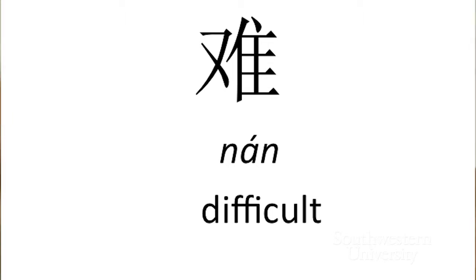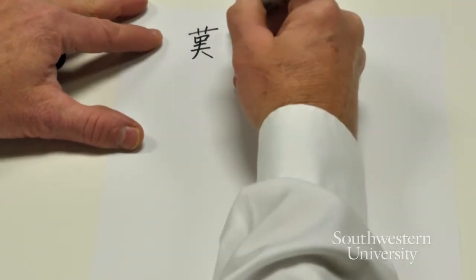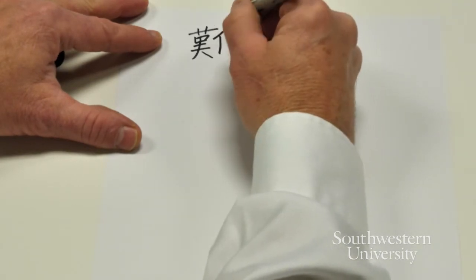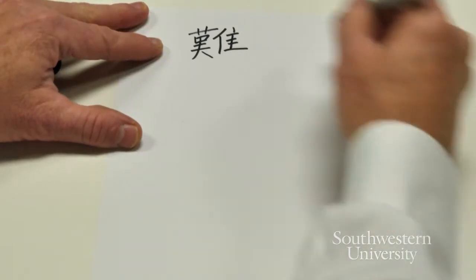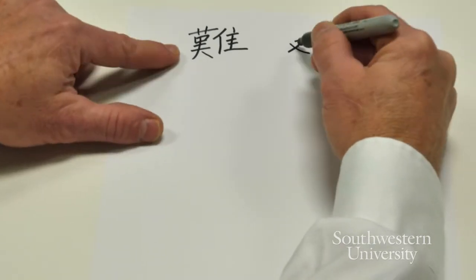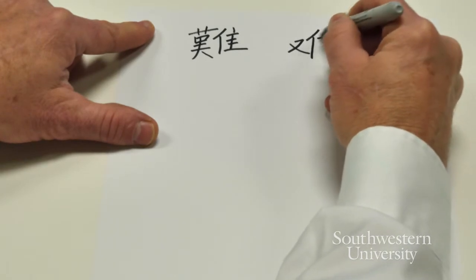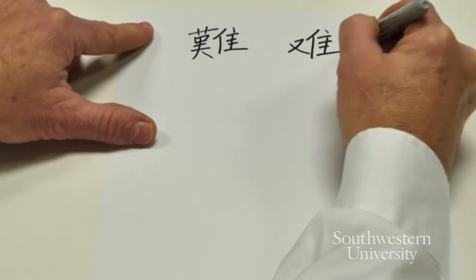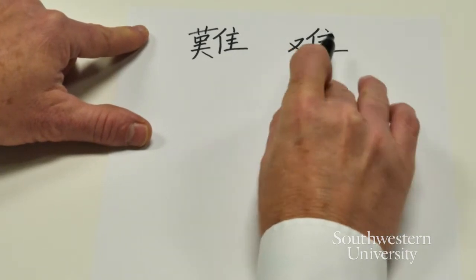The next character, nan. The traditional character is written like this, and this component on the left is phonetic, jian, and then we have the long-tailed bird that we've seen before on the right, nan. The simplified form replaces the phonetic with just this component, yo, which means right hand, and then we put the long-tailed bird. And I can remember that because it is difficult to catch a bird with your hand. Right hand, there's our bird.